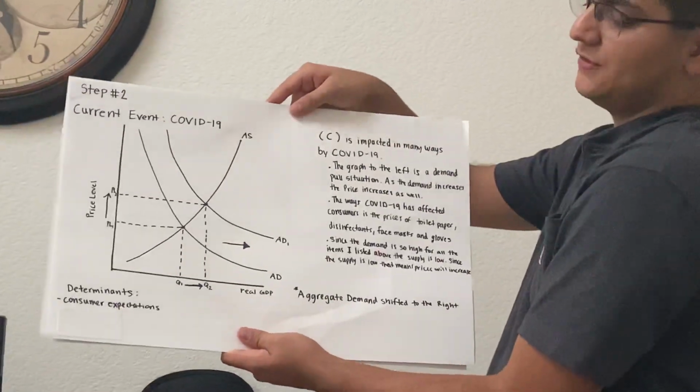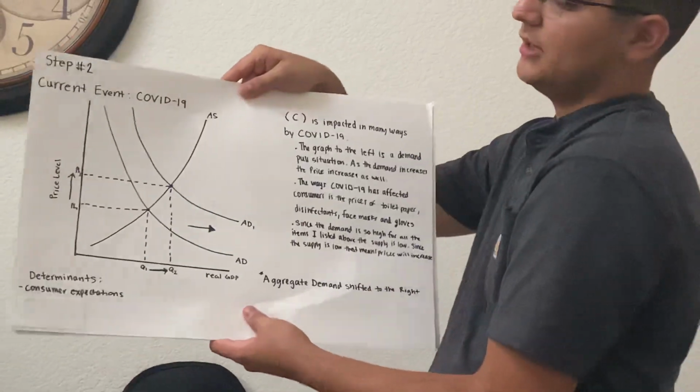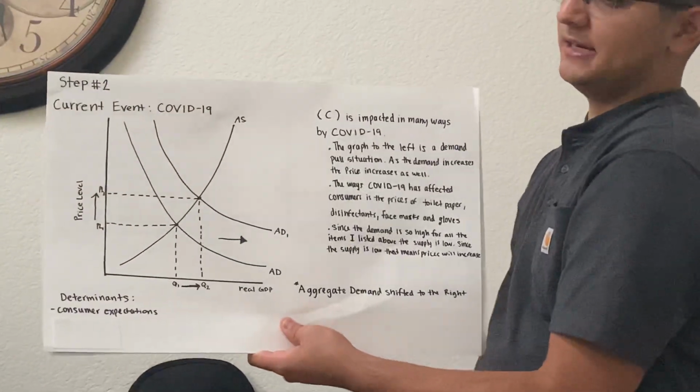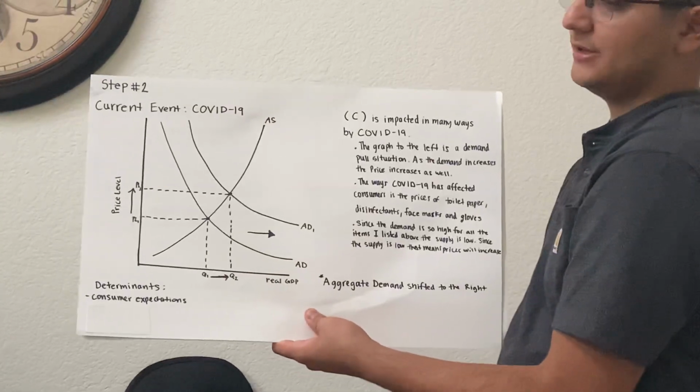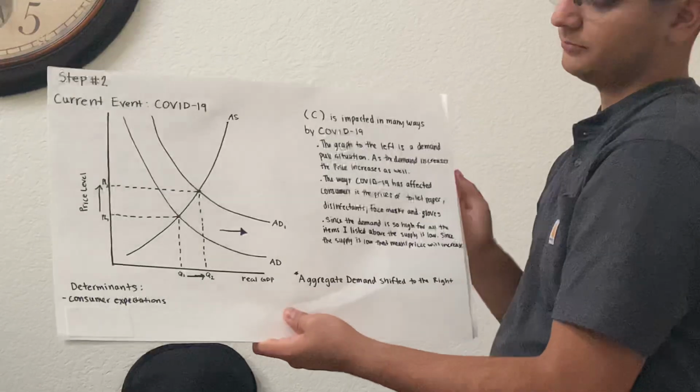The determinant I have chosen to show is consumer expectations. As we expect COVID-19 to worsen, we expect demand to rise, shift right, and price to rise as well.